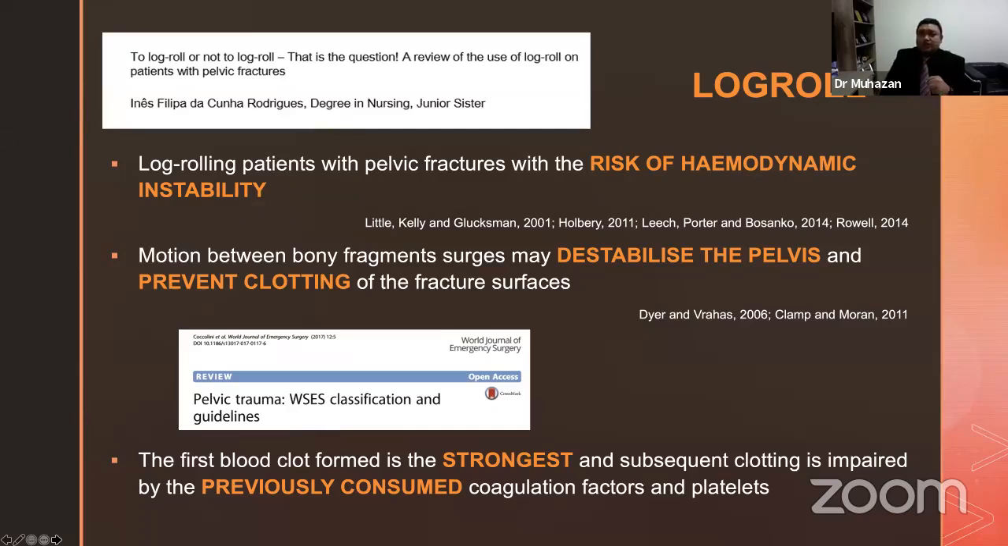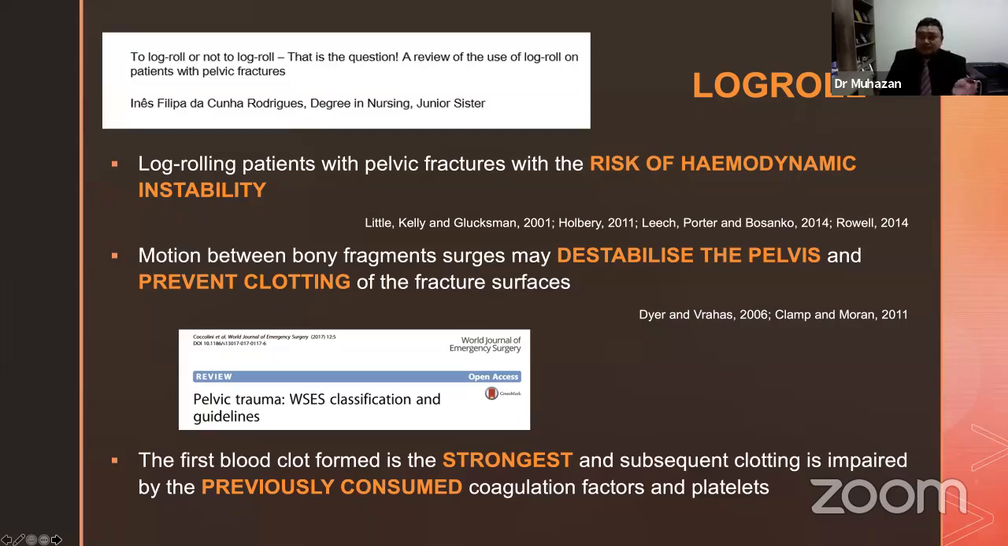All right, next we talk about log roll. Okay, as you know, log roll is an important component. You can log roll a patient whether in circulation, in disability, or even in exposure, right? However, you have to make sure that you clear the pelvis first before you do the log roll. All right. Why? Because by log rolling a patient with a pelvic fracture, you risk hemodynamic instability.